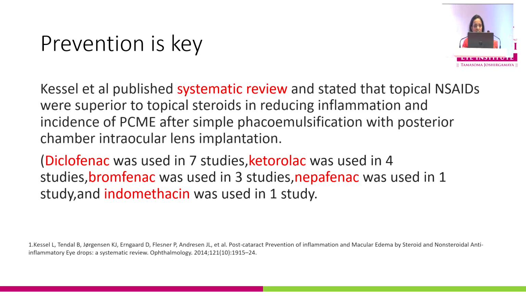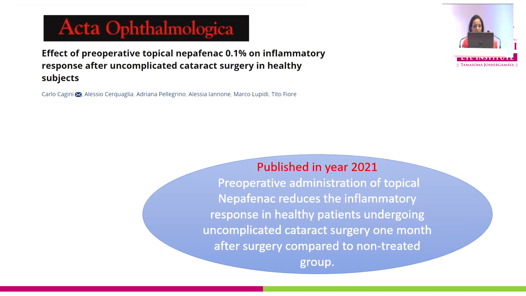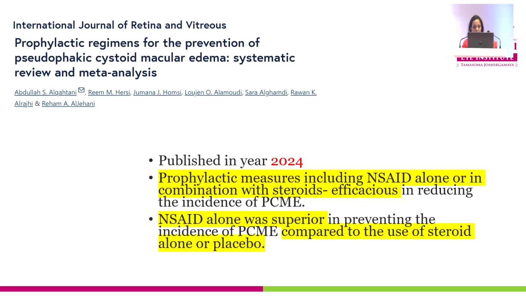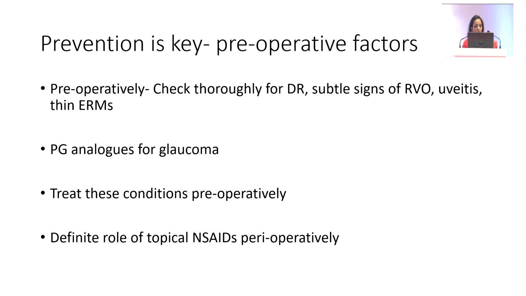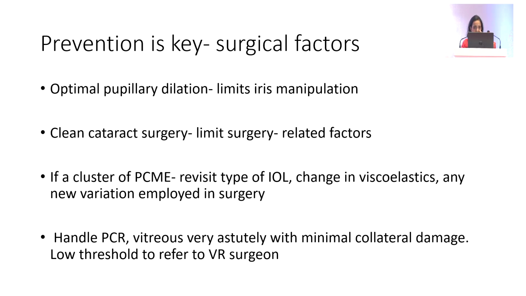We know that prevention is key. Preoperative NSAIDs may help, especially with Nepafenac, either Nepafenac or Bromfenac or Ketorolac. All of them have pretty similar efficacy. NSAID alone or in combination with steroids is better than steroid alone. Prevention is key. I'll say that again. Preoperatively, check thoroughly for DR, subtle signs of vein occlusion, uveitis, thin epiretinal membranes. Rule out PG analogs if they are being used for glaucoma. Treat these conditions preoperatively. There's definite role of topical NSAIDs perioperatively.